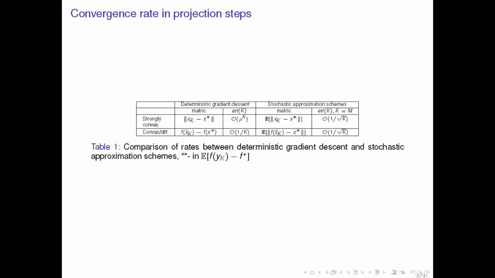Now, if you look at the convergence rate in projection steps, right? So deterministic gradient descent, if you have a strongly convex problem in this metric, you have linear rates of convergence, while stochastic approximation goes from here all the way to 1 upon square root k in terms of x_k minus x star. If you have convex differentiable problems, the deterministic rate is 1 upon k, while the stochastic approximation scheme gives you 1 upon square root k, and that's the gap. So this is linear to 1 upon square root k. This is 1 upon k to 1 upon square root k.